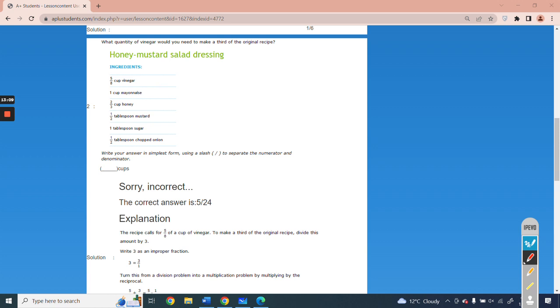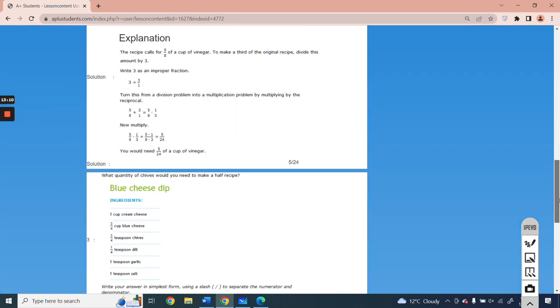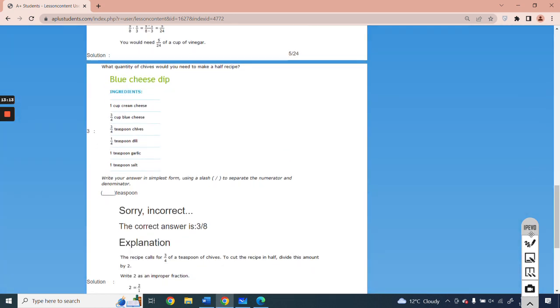So the correct option is 5/24. Okay, what quantity of chives would you need to make a half recipe? In the original recipe you have to use 3/4 of a teaspoon. So you have to use half of the recipe, so just divide it by 2. Got it? So you need to do 3/4 divided by 2.